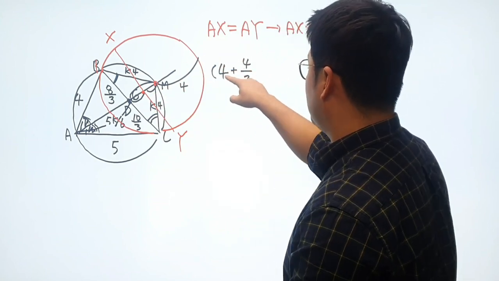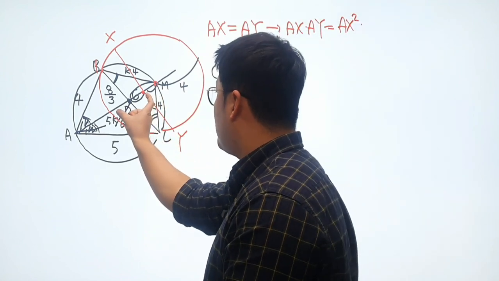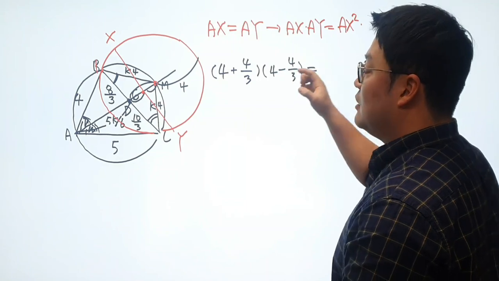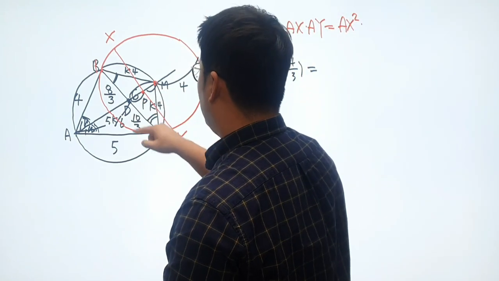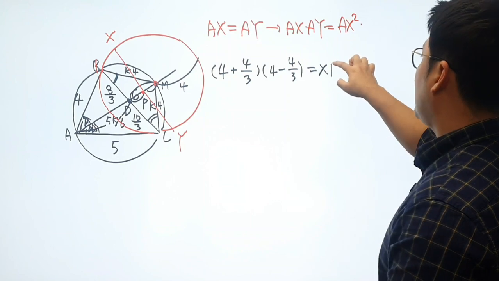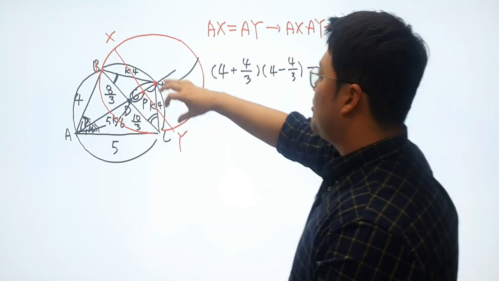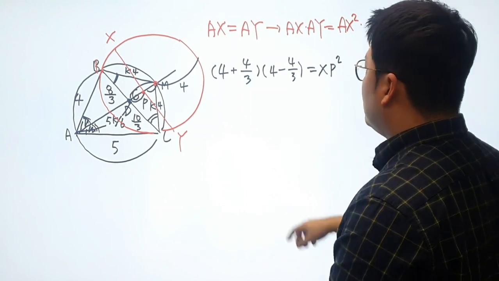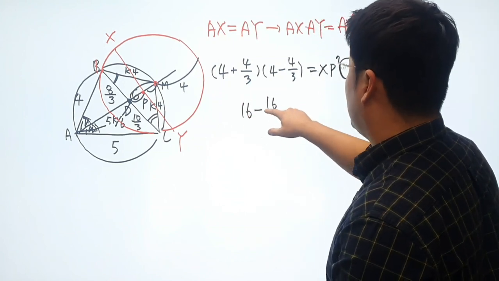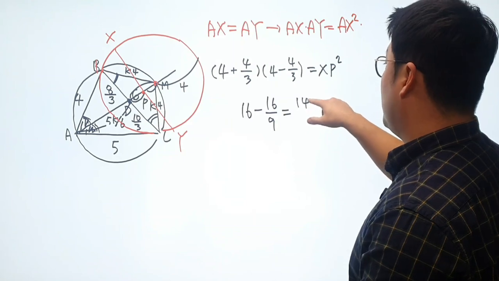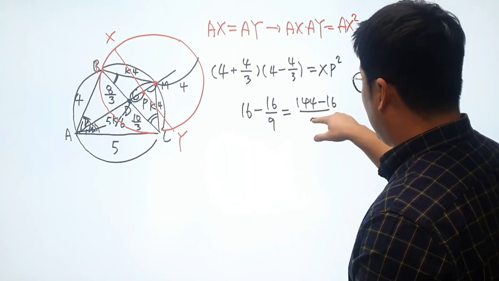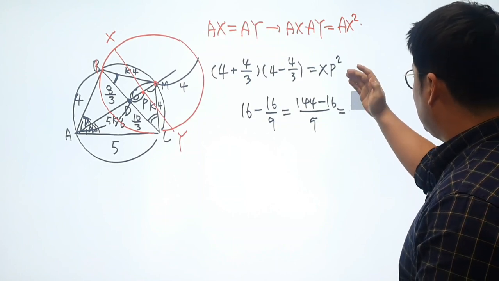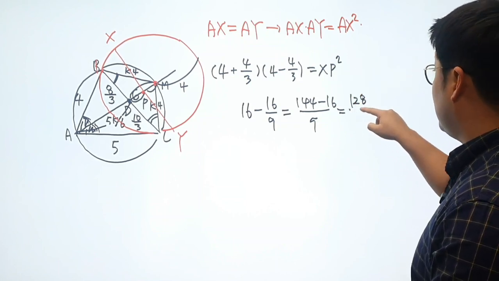I'm using power of a point right there, and I'm multiplying with 4 minus 4/3, 4 minus 4/3. And that becomes something about, shall I call this point P, such that that becomes XP squared. Why? Because it's going to be XP times PY, but apparently XP and PY are the same thing. So these are 16 minus 16 over 9. Okay, so 144 minus 16 divided by 9. So probably 128 divided by 9. Okay, so let me erase this. 128 divided by 9.